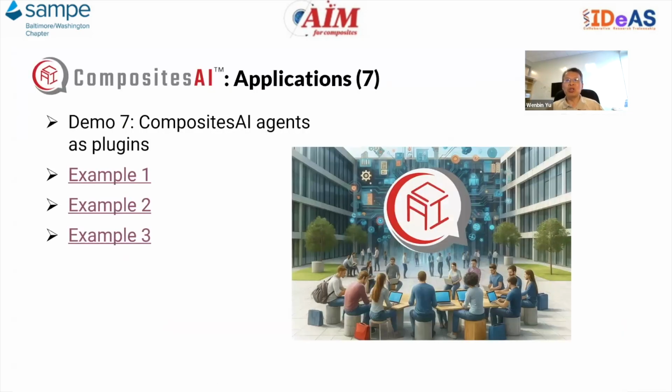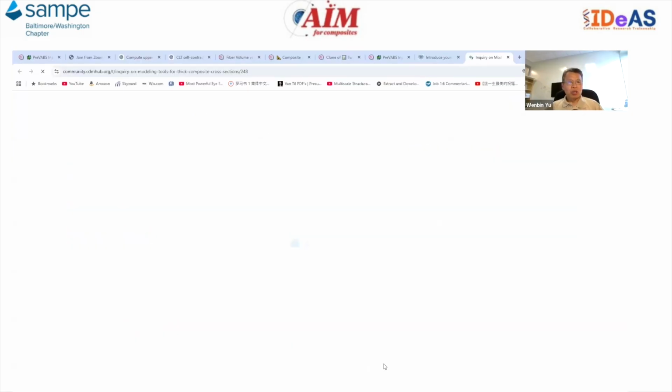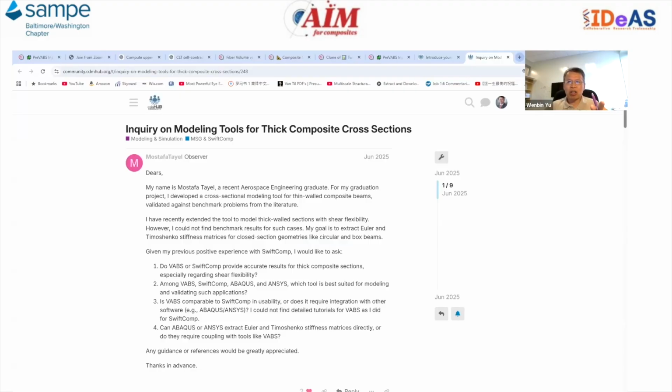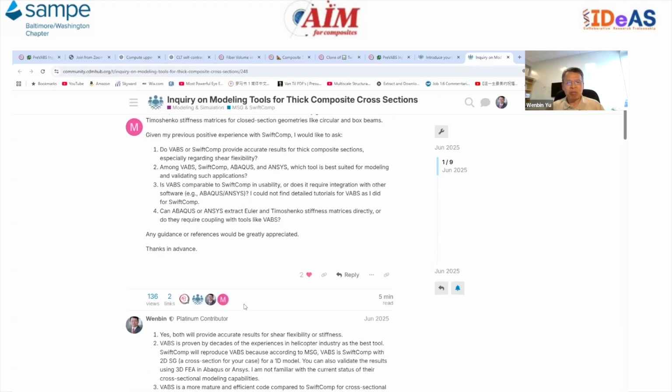And we have another example here. That's the first example, where I showed the capability to Dr. Pipes, that you can use it on the platform. By the way, this is a website called community.cdmhub.org, which we created maybe a year ago to specifically test this idea of how to bring AI into a social media-like platform. And here a student from Europe asked questions about composite simulation, particularly on composite beams, which is my area.